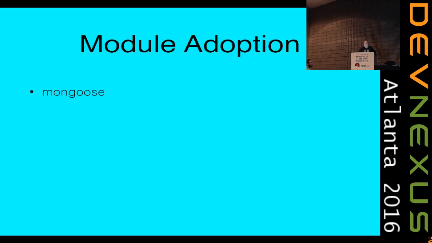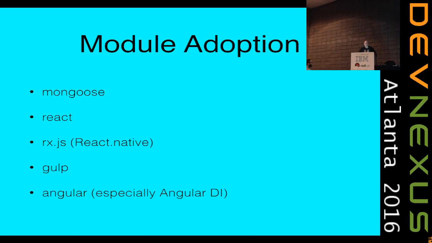From a module standpoint, things that you could use today that have support for ES6 include parts of Mongoose. React definitely has ES6 support built into it. RxJS, React Native as well. Gulp, so if you want to write your scripts, I think Grunt probably has support as well. And then also Angular has support for ES6, especially their dependency injection framework. So there's a lot of big players that are committed to leveraging ES6 in their implementation.